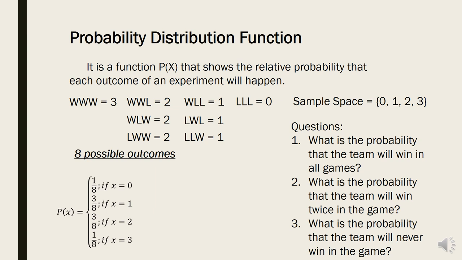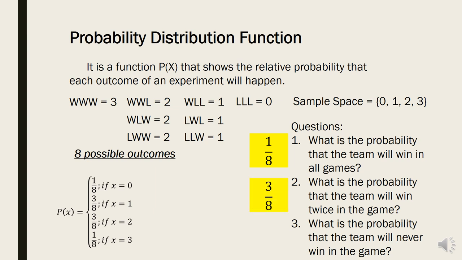Now, let us answer these questions. Question number 1. What is the probability that the team will win in all games? Let us look at our probability distribution function. The probability that the team will win in all games, X is equal to 3. So the answer is 1/8. Next, what is the probability that a team will win twice in the game? We look at X is equal to 2, because twice means that in 3 games, they won only twice. You have observed that the result if X is equal to 2 is 3/8.